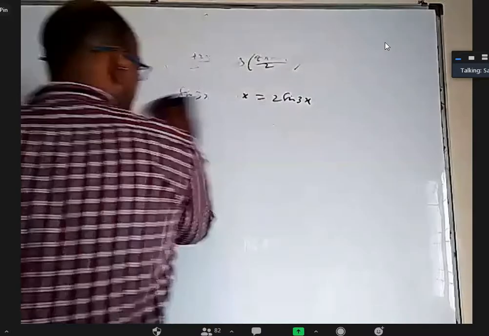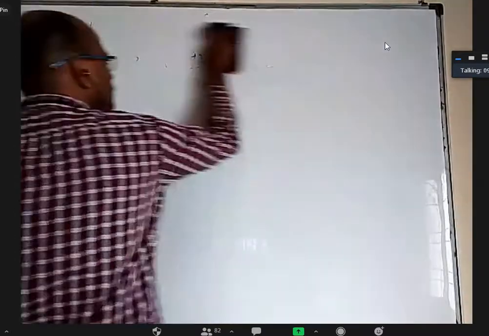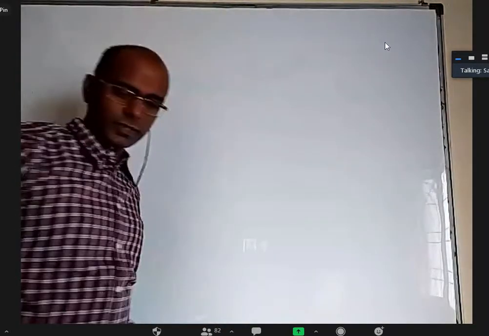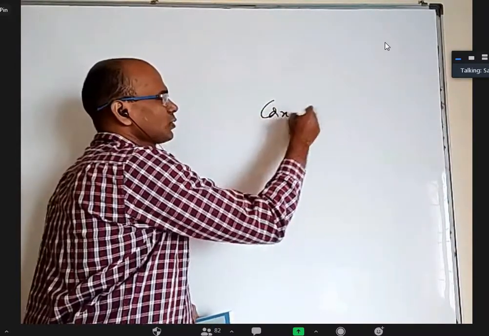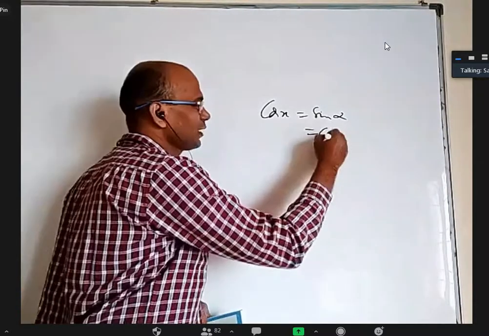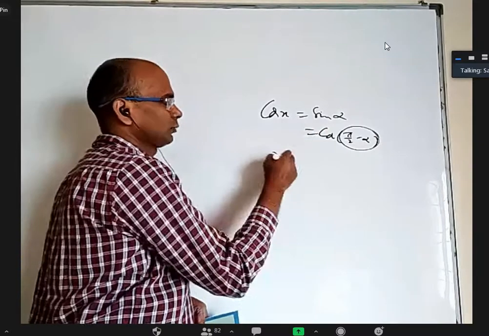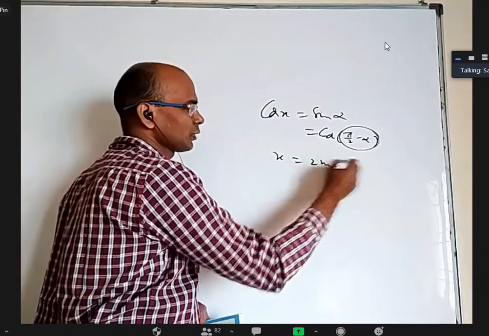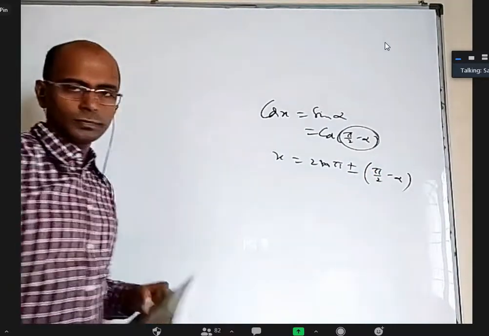Sir, if we get cos x equals sin alpha, what is the general solution? Yeah, I was about to say that, since you brought it up. When you have cos x equal to sin alpha, what to do? You can write sin alpha as cos of 90 minus alpha. This whole thing is your alpha now. x equals 2n pi plus or minus (pi by 2 minus alpha). Is it okay?